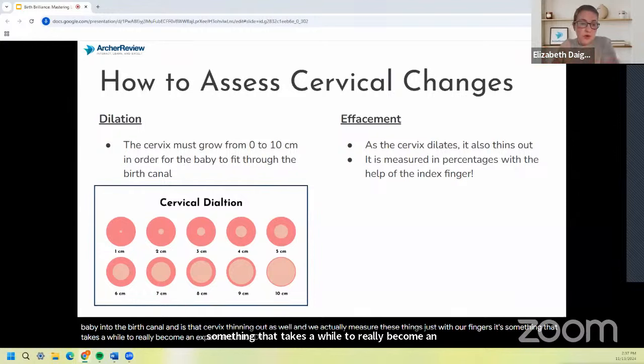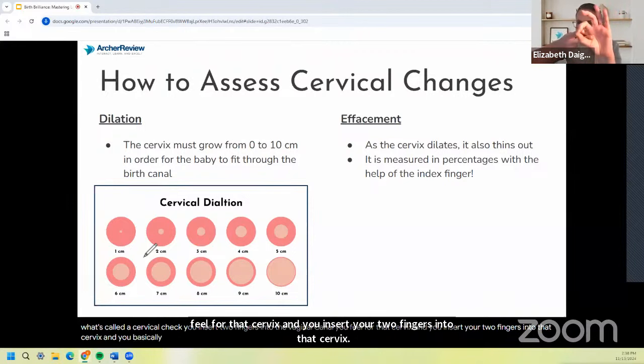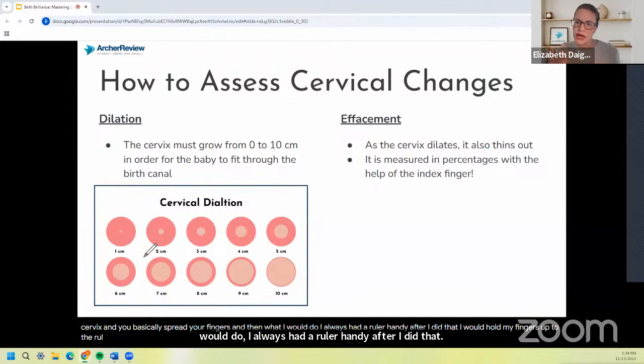But for dilation, of course, it has to go all the way from a closed cervix to 10 centimeters. It has to be able to fit that baby's head through that cervical opening. So that's a pretty big change, of course. And the way you measure that is you actually do what's called a cervical check. You insert 2 fingers into the vaginal canal. You feel for that cervix and you insert your 2 fingers into that cervix. And you basically spread your fingers. And then what I would do, I always had a ruler handy. After I did that, I would hold my fingers up to the ruler, and that would help me to determine how dilated that client was.